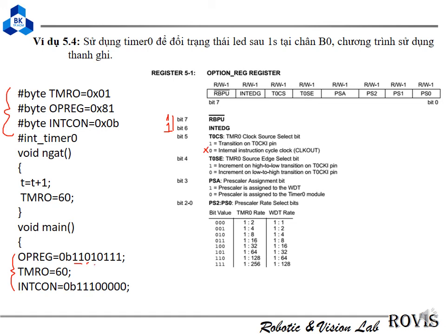Then the next one is 1. This one we don't care about, so any number is okay. And this one is 0. Bit 3 is 0, which means we will use the prescaler for timer 0. Because this is 1 second, we have to use the prescaler. Then the next one is 111, which means we use the maximum prescaler, 256. And the initial position is 60.